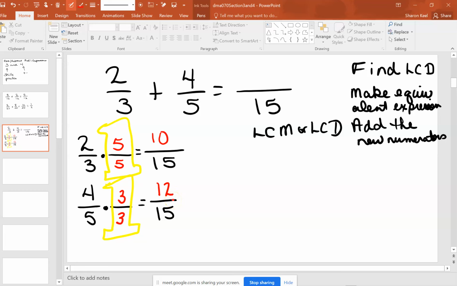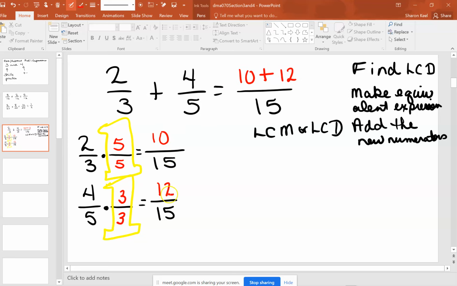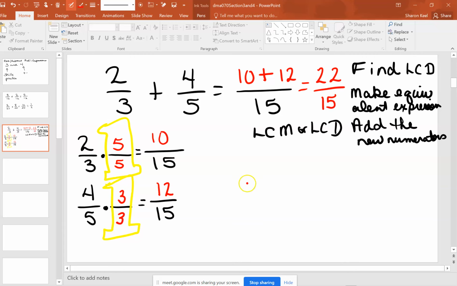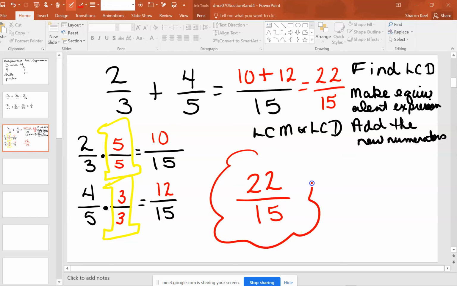So what I'm going to do now is add this numerator of 10 and the other new numerator of 12. 10 plus 12 is going to give me 22/15. I would look at this fraction. If I could reduce the fraction any more, I would. But in this case, they don't have any common factors. So this would end up being my final answer. I'm just going to write simplify if possible. In this case, this one could not.